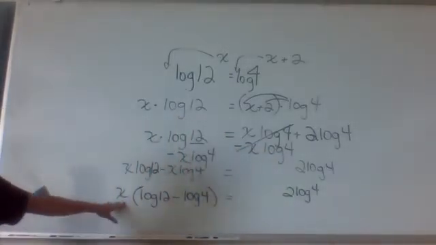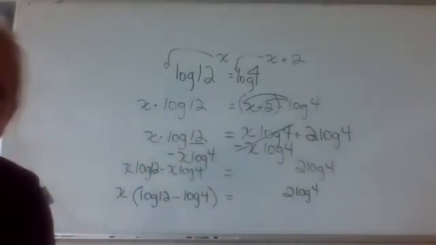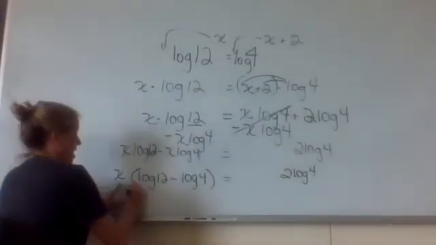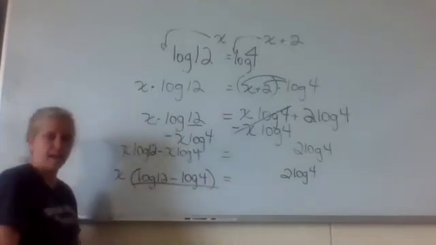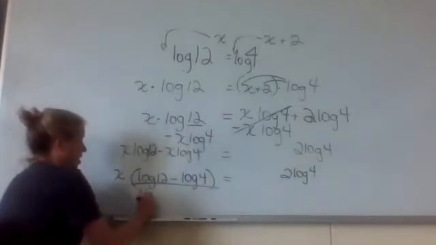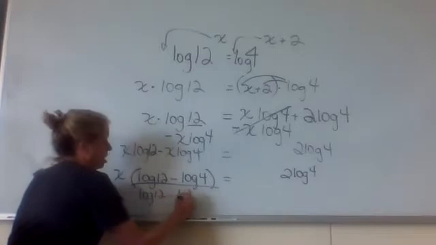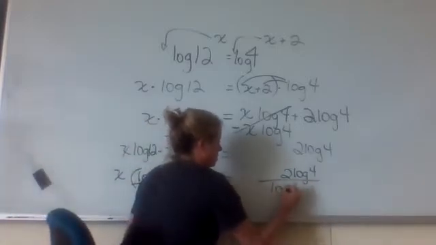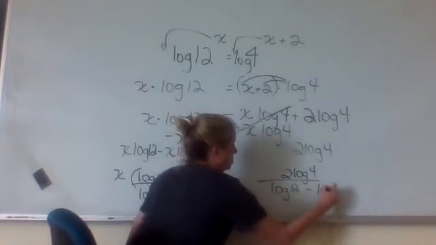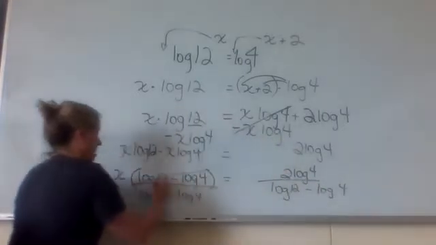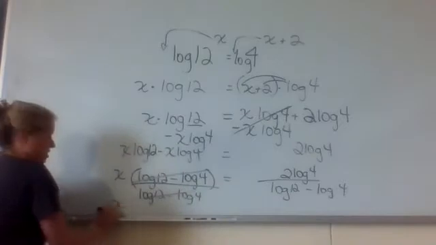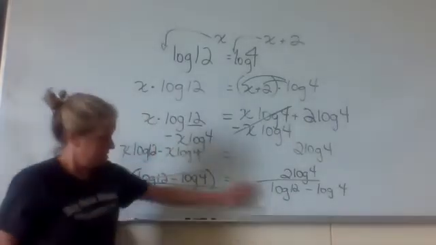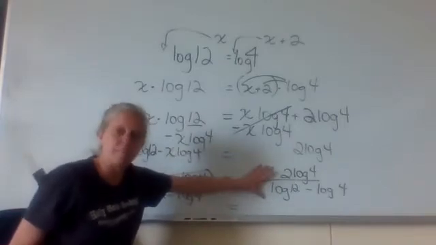So the whole reason to put those x's over there and pull out that x is now I can isolate the x by dividing by this whole thing right here. So I'm dividing by log 12 minus log 4 on both sides, to cancel this. So there's my x all by itself, which means this side will give me my answer.